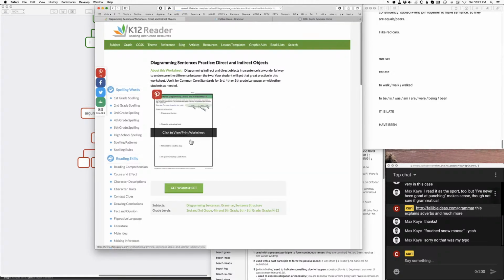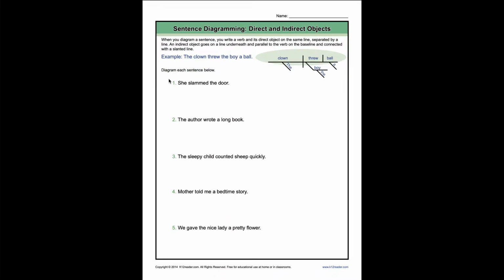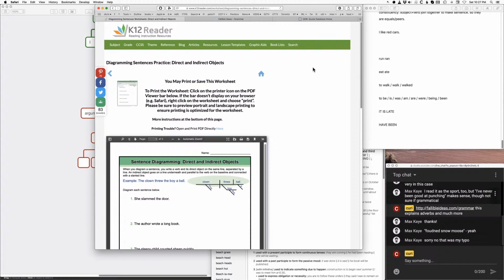Let's see what this one has. All right, number 1. Slammed. Yep. Wrote. Yep. Counted. Yep. Told. Yep. Gave. Yep. Okay, good. You can recognize verbs pretty well.